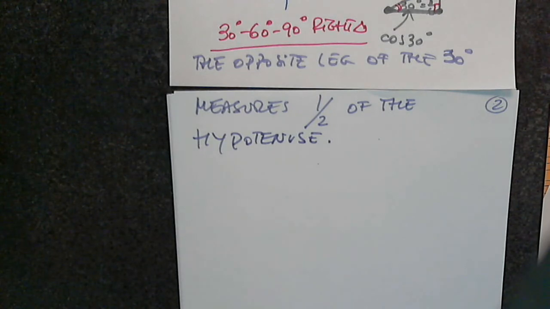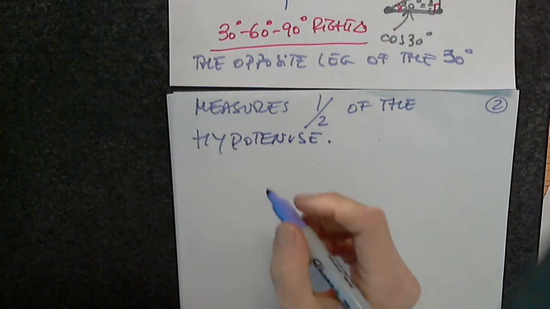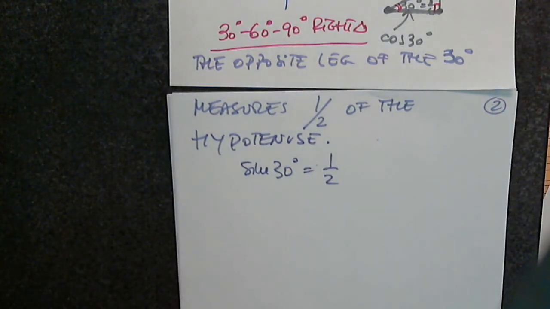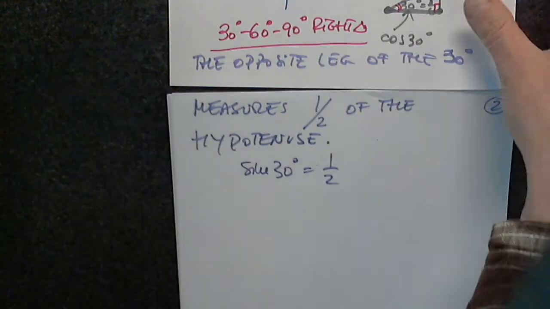So if the side opposite to the 30-degree angle measures half of the hypotenuse, I know sine. How much is sine 30? Forever. That's it. Not radians, right? Half of one. Yes. Good. So that's the reason why I started with this.